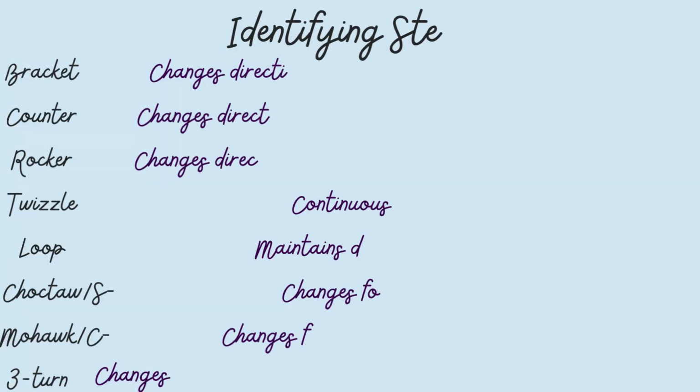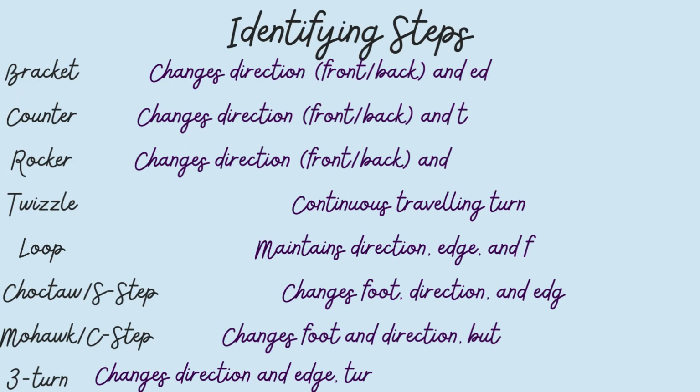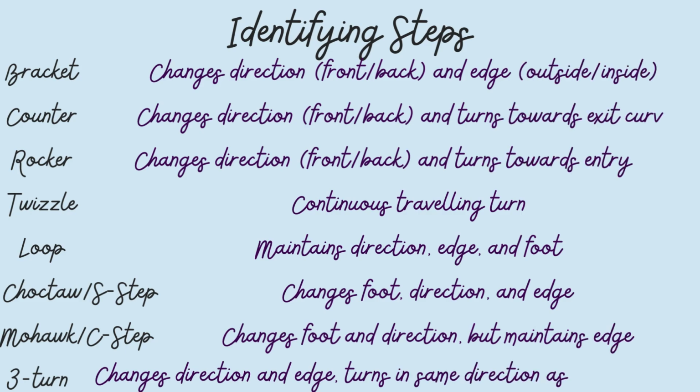An easier way of looking at it might be looking at what each step changes. So does it change direction, edge, or foot? Brackets change direction and edge, counters change direction but don't change edge, rockers change direction, twizzles are continuous travelling turns, loops maintain the direction, edge and foot, S steps change foot, direction and edge, C steps change foot and direction but maintain the edge, and then travelling 3-turns change the direction and the edge.